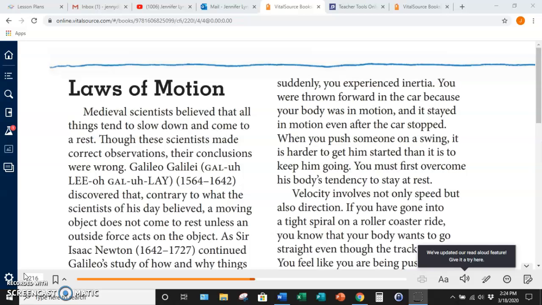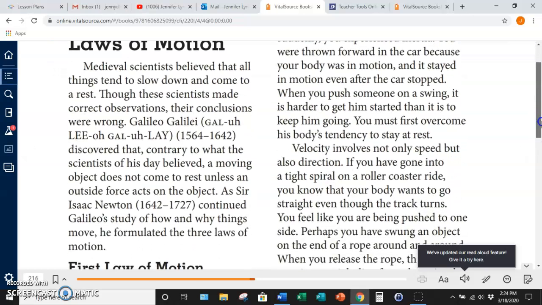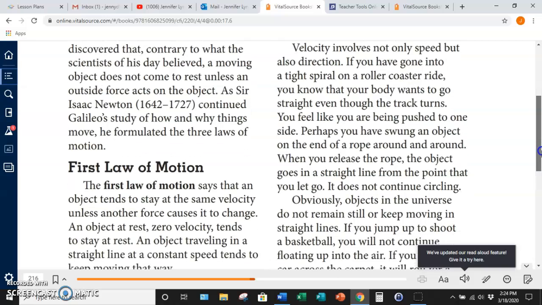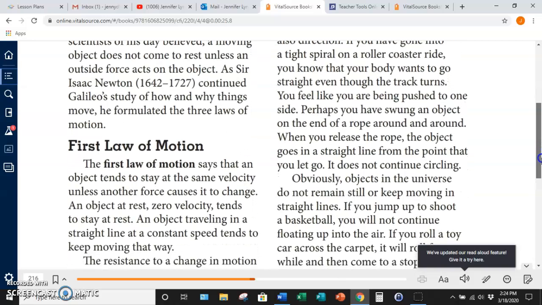So we're going to be reading on 216. You can either use your book or you can read along with me while I have the book up on this video. All right, medieval scientists believed that all things tend to slow down and come to rest. Though these scientists made correct observations, their conclusions were wrong. Galileo Galilei discovered that contrary to what the scientists of his day believed, a moving object does not come to rest unless an outside force acts on the object. As Sir Isaac Newton continued Galileo's study of how and why things moved, he formulated the 3 laws of motion. So you might hear these called Newton's laws, and it's because they were formed by Sir Isaac Newton.